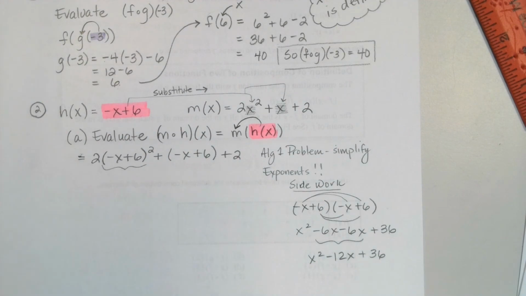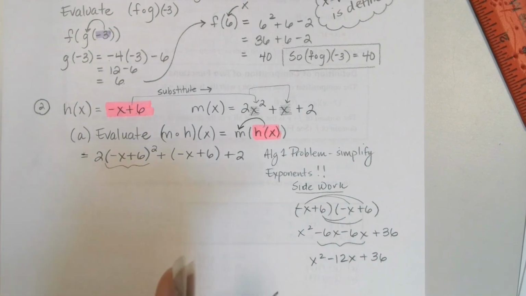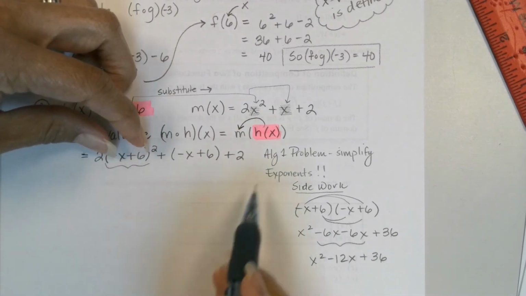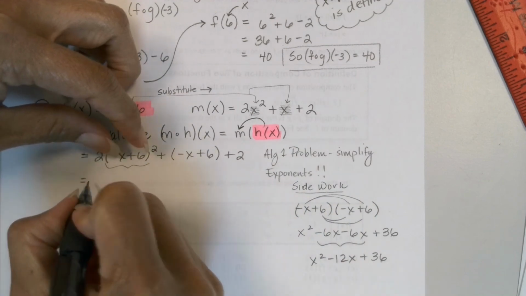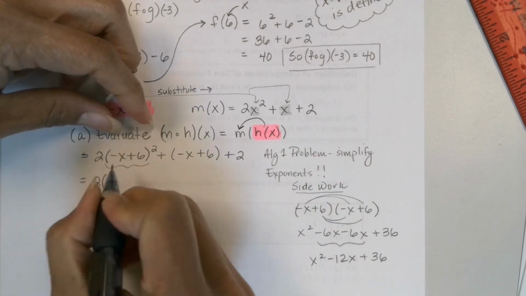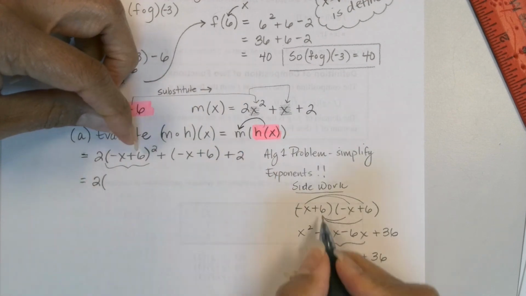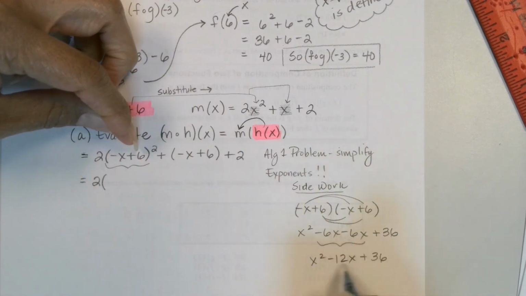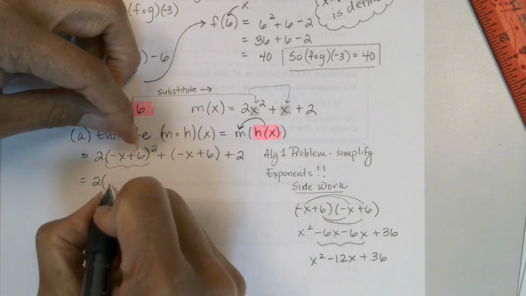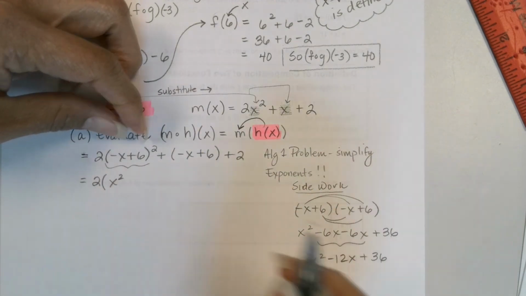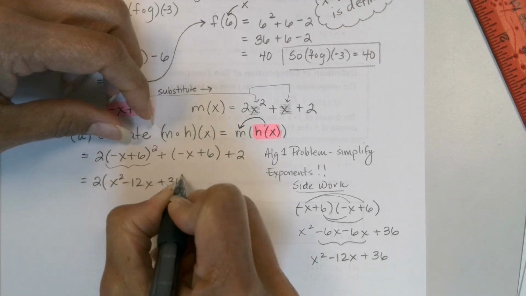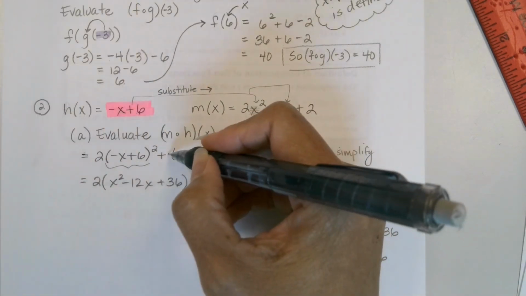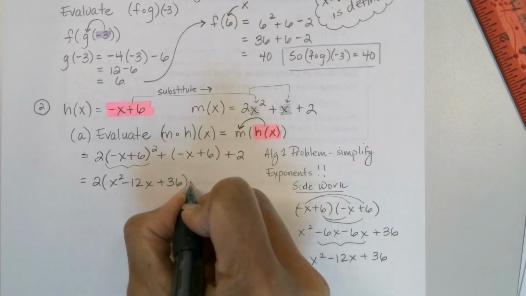like that. Now I need to make my way back to my original problem over here because I was just working this out. I still have everything else I need to do. So I'm going to bring down my 2, but instead of writing negative x plus 6 all squared, I'm going to write down the final answer of negative x plus 6 all squared. So x squared minus 12x plus 36. And then there's an invisible 1 that's being distributed, so that just stayed the same.